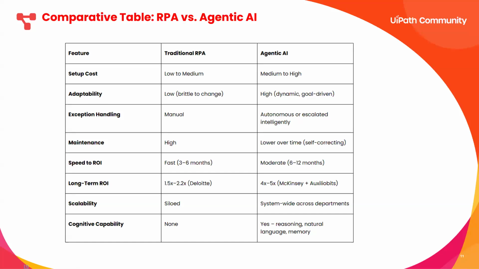Scalability is simple enough in RPA, where we can be siloed, whereas with agents we have system-wide scalability across departments. And cognitive adaptivity capabilities we don't have in RPA, but agentic AI is reasoning with natural language and memory.